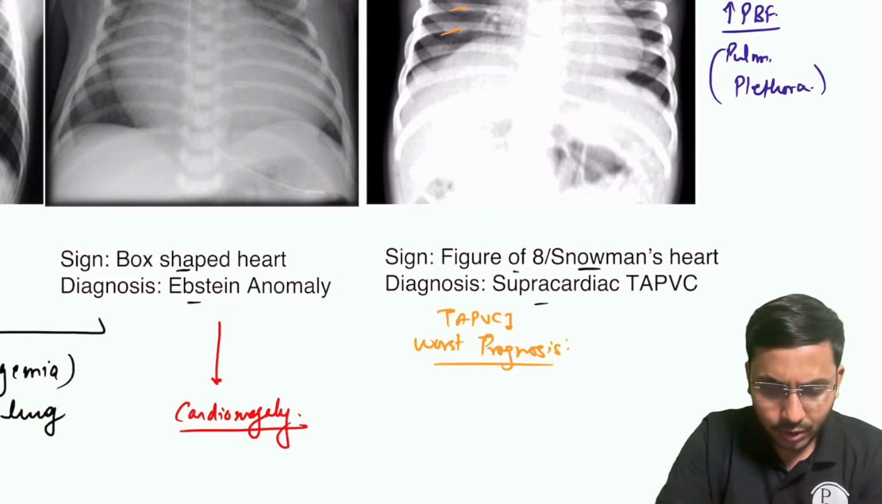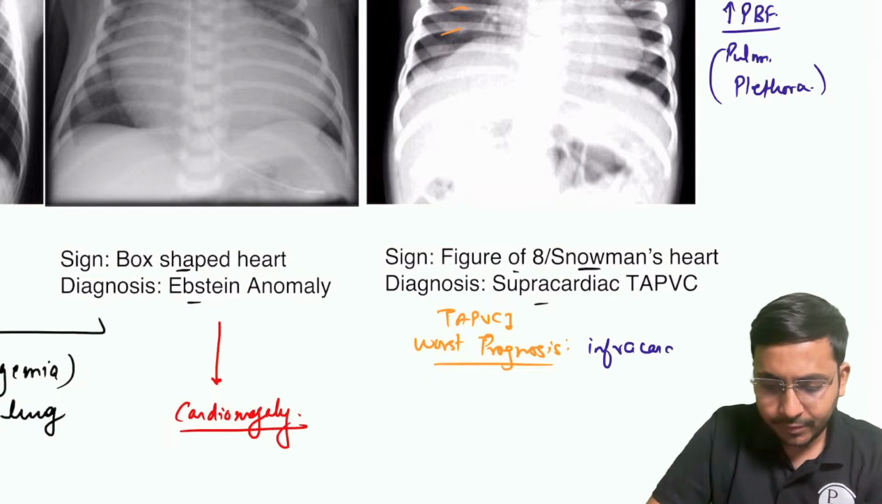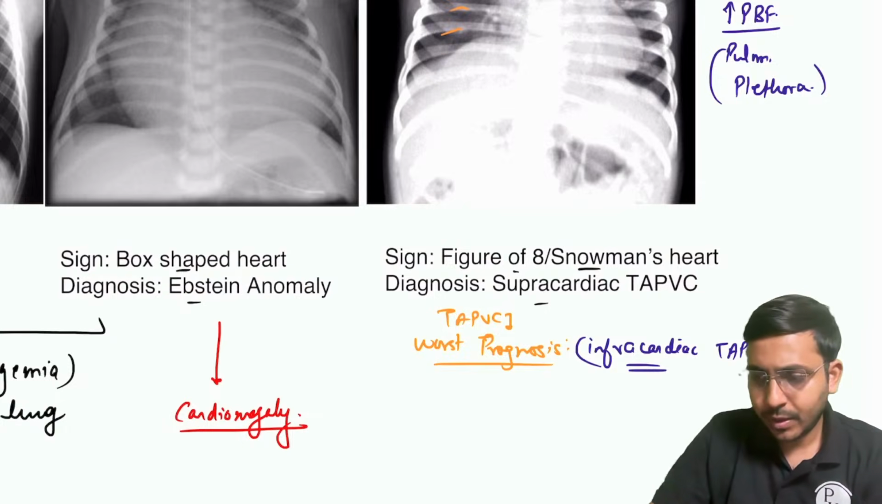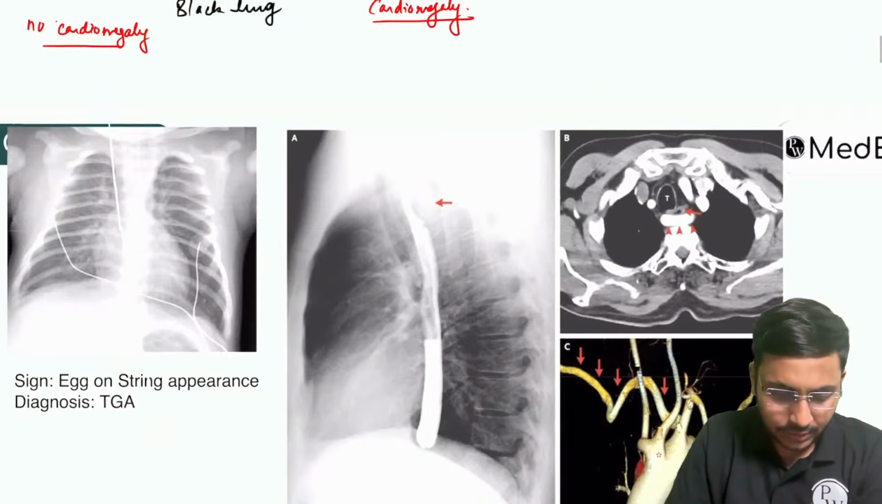Good. So TAPVC worst prognosis is infracardiac type. Infracardiac TAPVC. Let's move on to the other important chest X-ray.